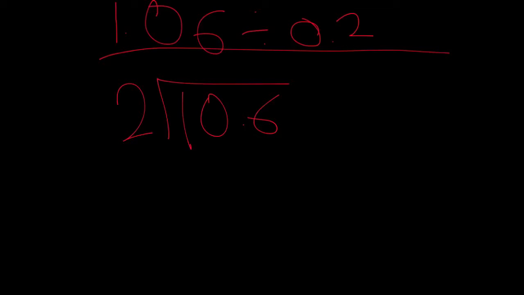10 divided by 2 is 5. 10 minus 10 is 0. Bring down the 6. 6 divided by 2 is 3. Add a decimal place, and your answer is 5.3.